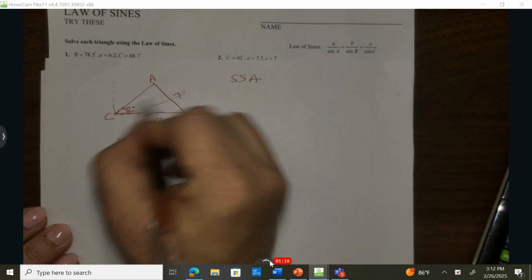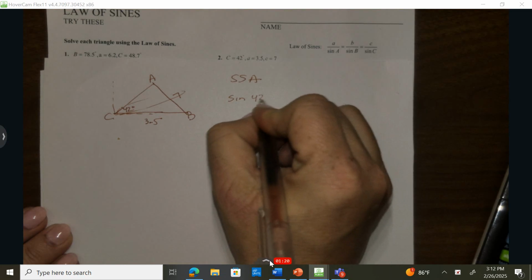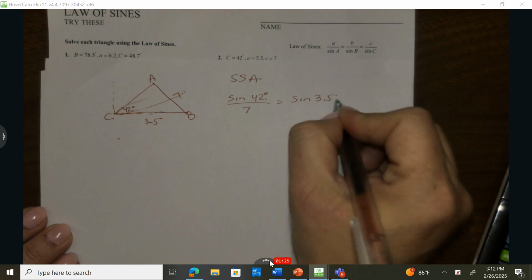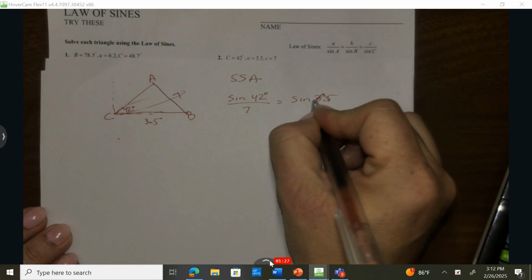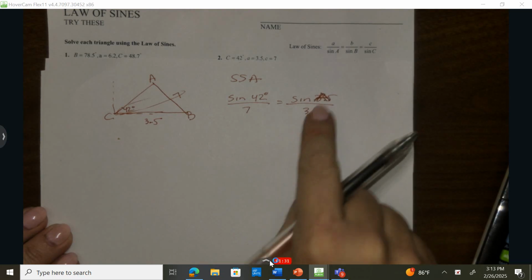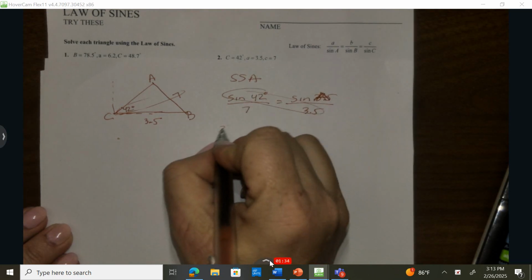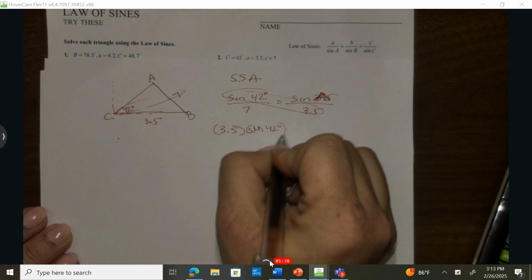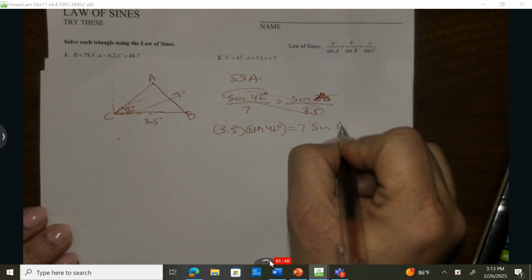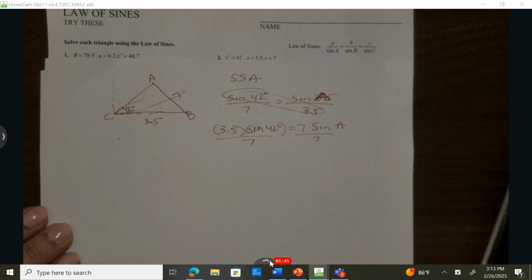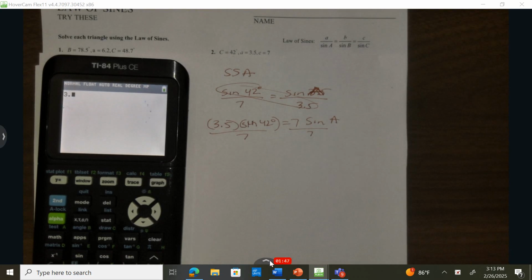So I'm going to use opposite of this. So I have the sine of 42 degrees over 7 equals the sine of A over 3.5. Sorry for the messiness. We have 3.5 times the sine of 42 degrees is equal to 7 times the sine of A. Then I divide by 7. I'm going to grab my calculator and make sure that I'm in degrees. And I have 3.5 times the sine of 42 and divide it by 7.